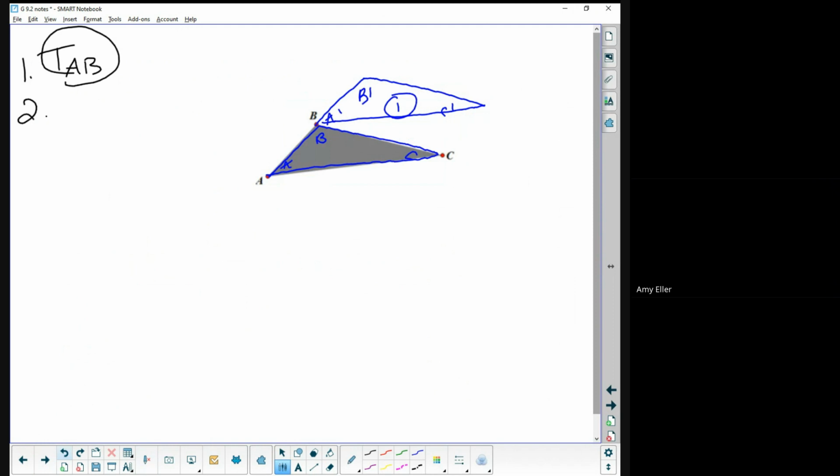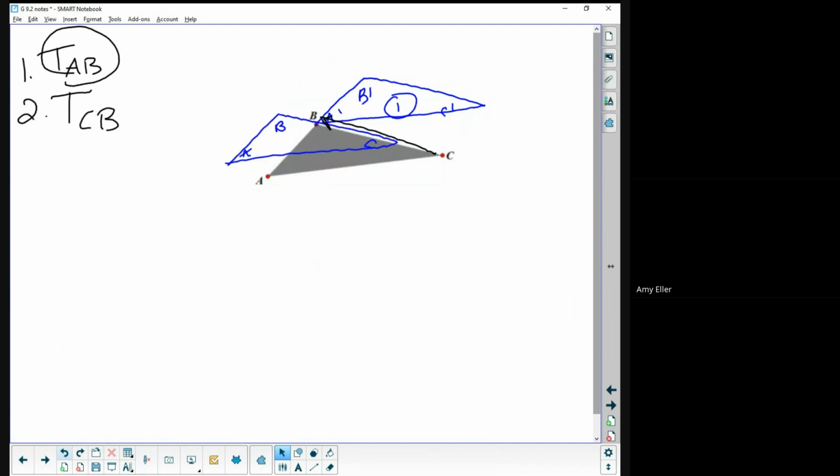Question number 2, we're going to use this same paper. Lay it back over the original. This time, here's what I want you to do. Translate CB. So take C, move it to B, so you're moving it sort of northwest. Every point's moving up there that same way.